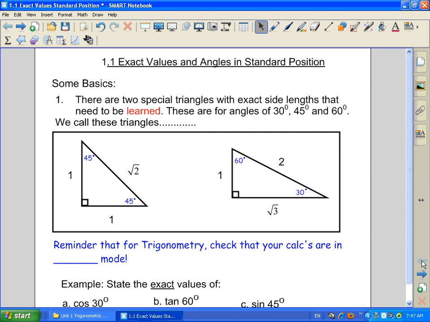Okay, taking a look here. Today we're going to look at what's called exact values of angles as well as angles in standard position. Okay, so let's go take a look at some of the basics. And some of this stuff may be new.